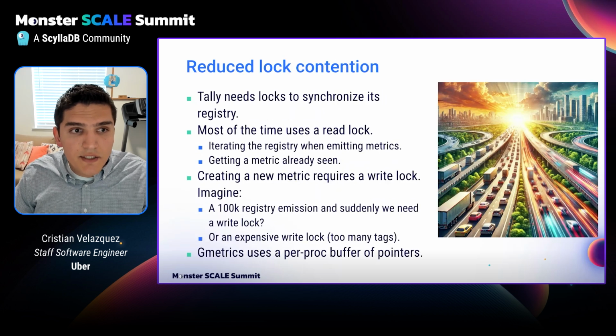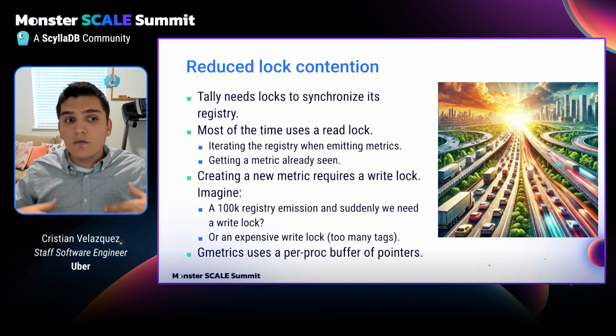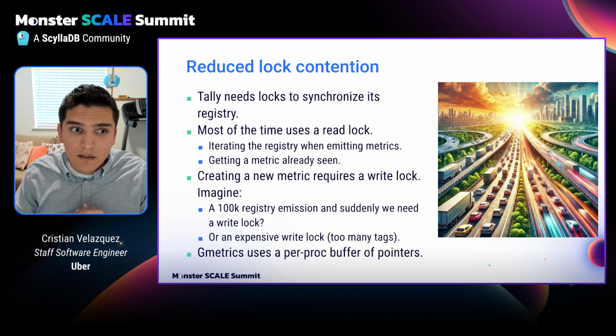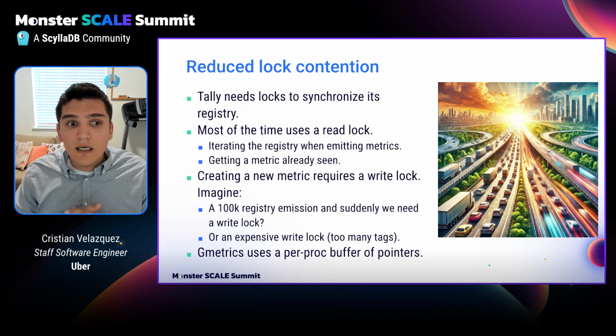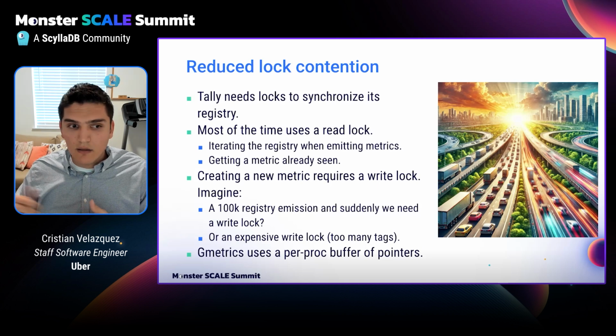Then reduce lock contention. In Tally, remember we have this registry, which is a map. We need to synchronize that, so we basically have locks. Most of the time we use a read lock. We use this read lock whenever we are going to emit to the reporter; we need to go through all the metrics that we have in the map. Also, the first time that you want to update a metric, you need to check if the metric has already been written into that map. And if so, we don't need to acquire the write lock.